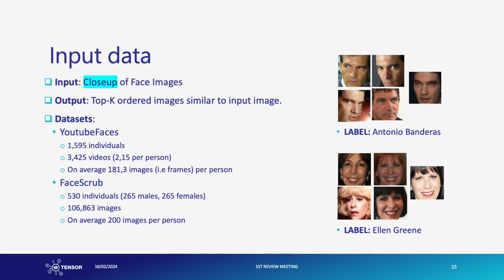The input data for this module consists of close-up face images. This data is utilized during the training phase to configure the deep learning component to identify images of this specific type, i.e., close-up faces, and during the indexing phase where the provided data are being indexed. During execution, the module takes a face image as an input parameter and outputs the top k-ordered images similar to the input. Currently, the model is being trained using an aggregation of two different public datasets, namely the YouTube Face and Face Scrub, featuring over 2,100 individuals.